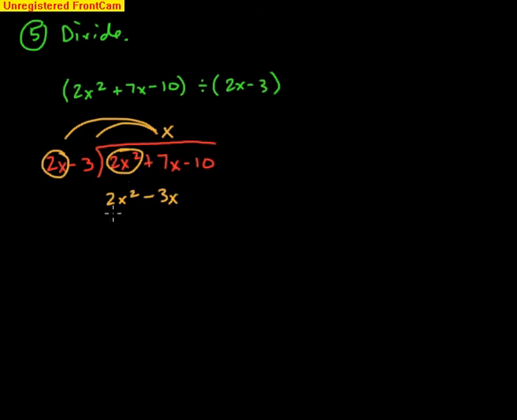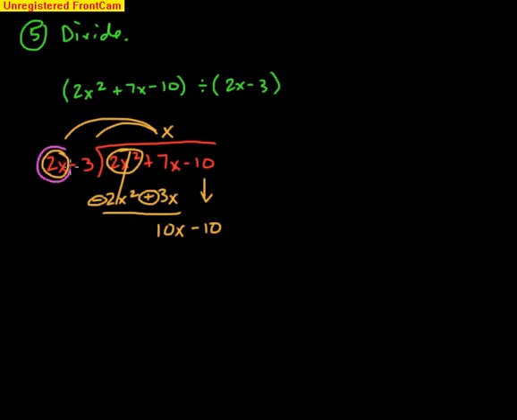These 2 terms should be exactly the same, so that when I draw my line and I change my signs, minus 2x squared plus 3x, these guys cancel. 2x squared minus 2x squared cancel. And 7x plus 3x is 10x. They're both positive, so add them. And we bring the minus 10 down.